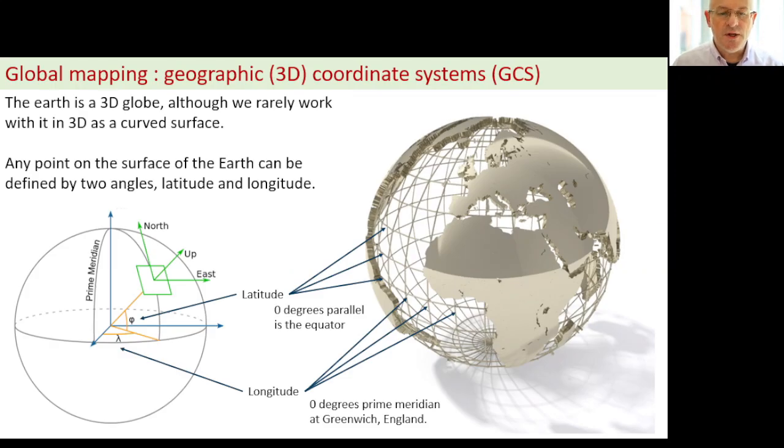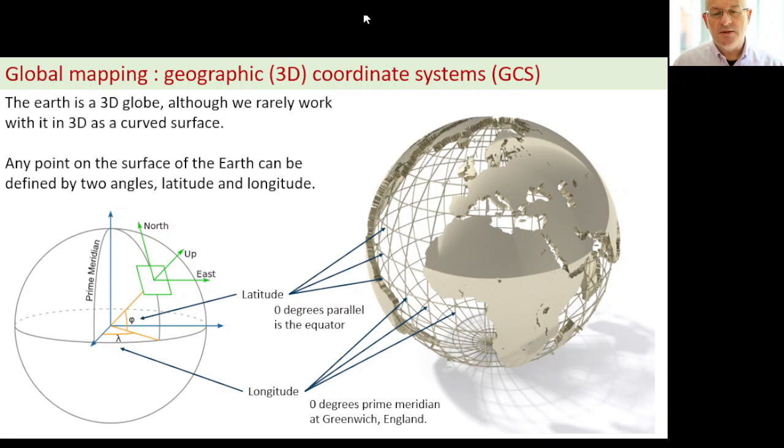So we'll start off in 3D. This is a geographic coordinate system, a GCS. It recognizes the Earth is a 3D globe and that we rarely use a 3D globe in mapping. Sometimes in Google Earth you do, but mostly using a 2D page to draw a map. But when you start off thinking about the world as a globe, any point on the surface of the Earth can be defined by its longitude and latitude and its altitude above sea level.